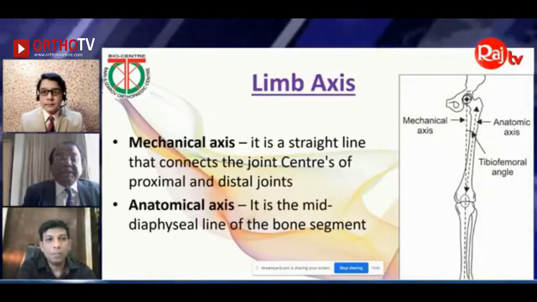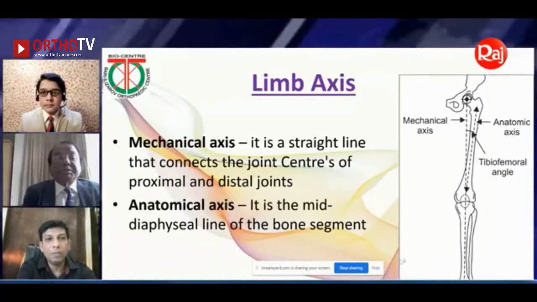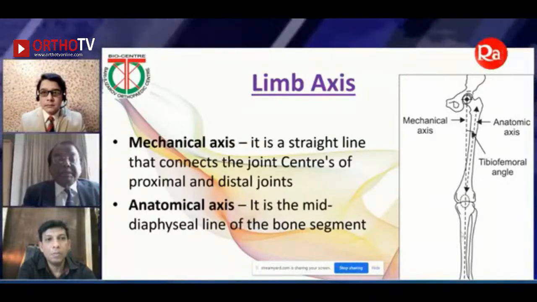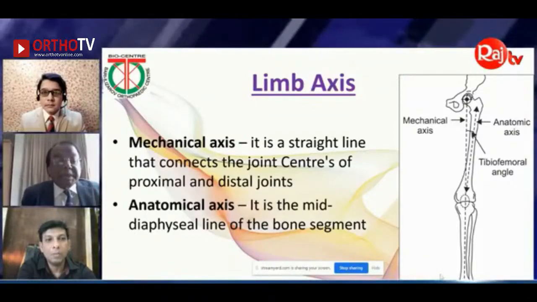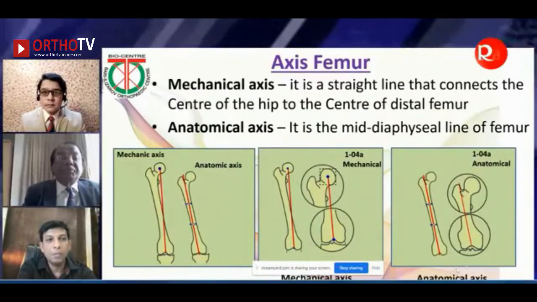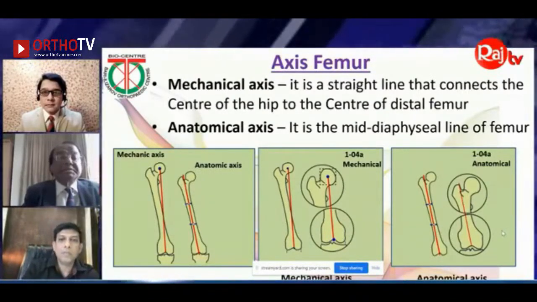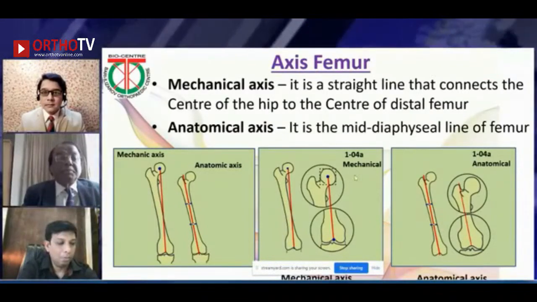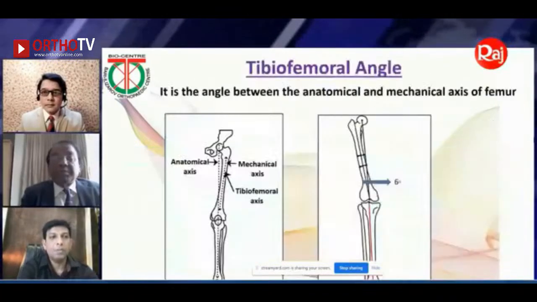Limb axis: mechanical axis and anatomical axis. This is very important. The mechanical axis is a straight line that connects the joint centers of the proximal and distal joints. The anatomical axis is the mid-diaphyseal line of the bone segment. Axis of the femur: the mechanical axis is a straight line that connects the center of the hip to the center of the distal femur. The anatomical axis is also the mid-diaphyseal line of the femur.